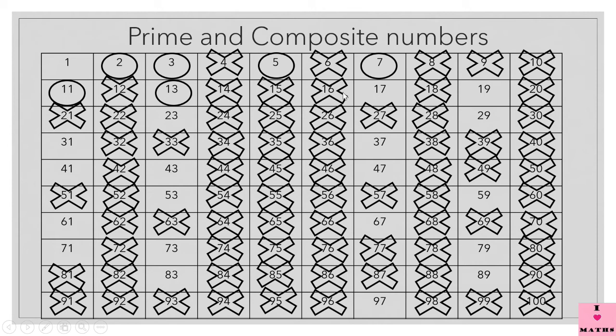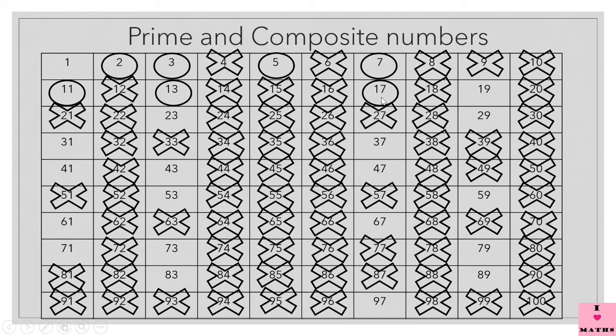Okay, so the next number is 17. Now, children, again, I have to repeat the same step. What is the step? The step is that I have to encircle 17 and I have to cross all its multiples, beta. Okay, let me do it.